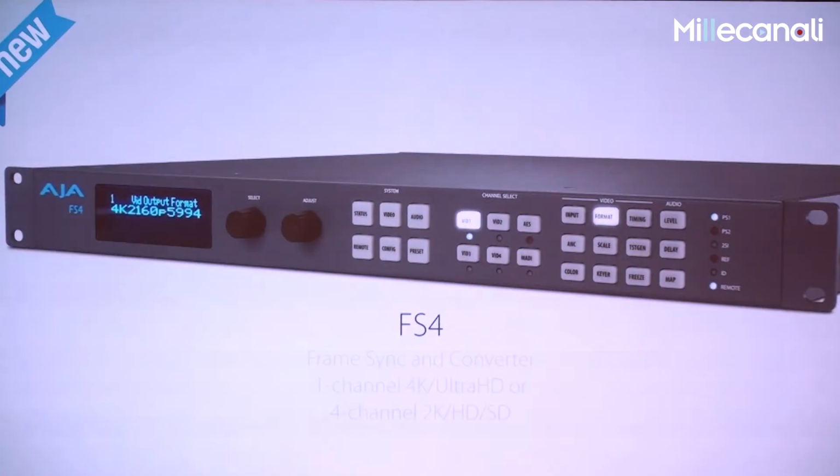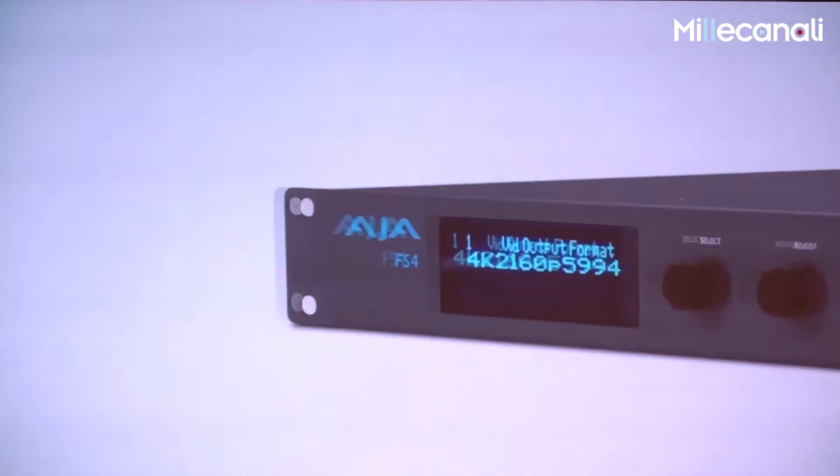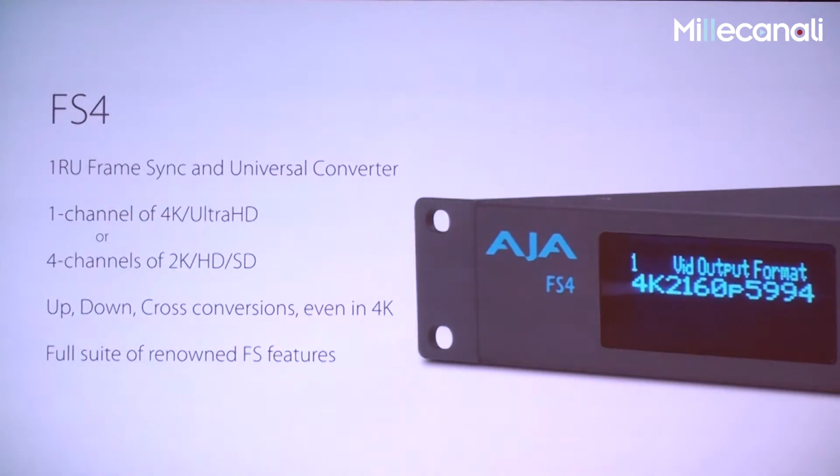All right, here's a significant piece of news for us. We have a new frame sync. We have a family of products called FS, and this is the latest one called FS4 that we're introducing here at the show. It is a 1RU frame sync and converter. It's 1 channel of 4K or Ultra HD, or 4 channels of 2K, HD, or SD, and I'm going to talk more about that. Up-down cross conversions, even in 4K, and a full suite of FS features. Our boxes do a ton of stuff, and this one does as well. Really, the big news about this is in one package, you're getting either 4 channels of HD or 1 channel of 4K.